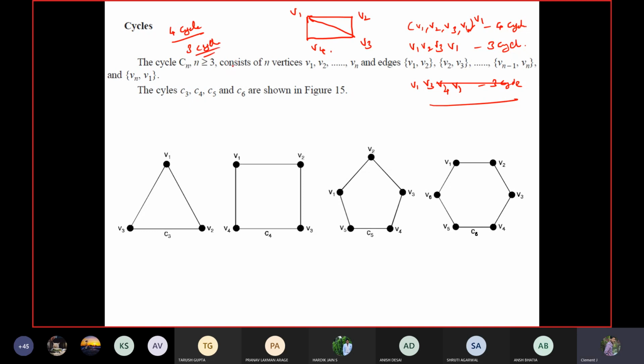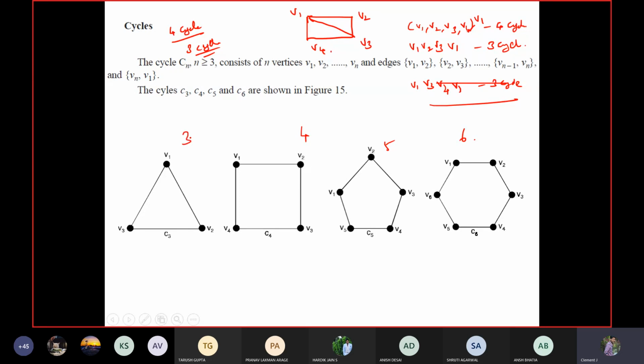If the question is how many number of cycles are existing on this graph, that time you need to mention totally there are 3 cycles, in which particularly 2 are 3 cycles and 1 is a 4 cycle. I hope you have understood the concept on this. By the way, they are just extending. This is a 5 cycle, this is a 6 cycle, this is a 4 cycle, this is a 3 cycle.